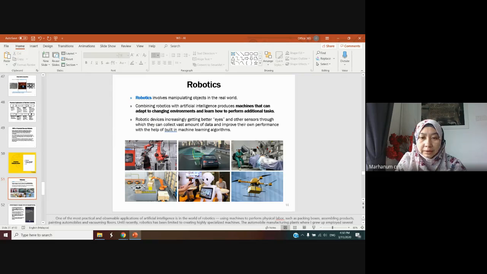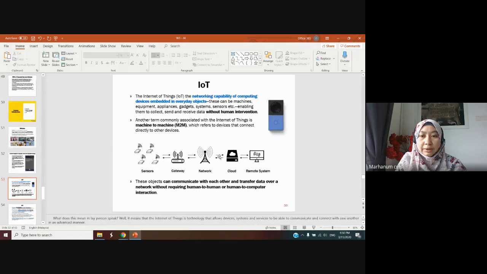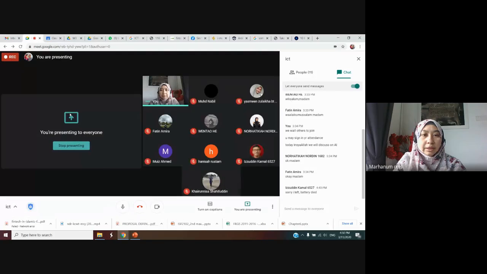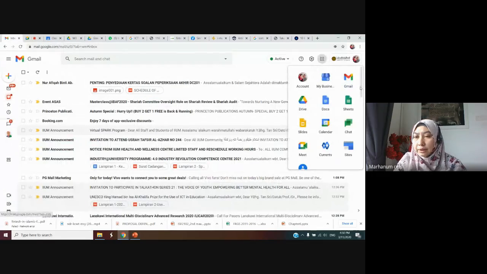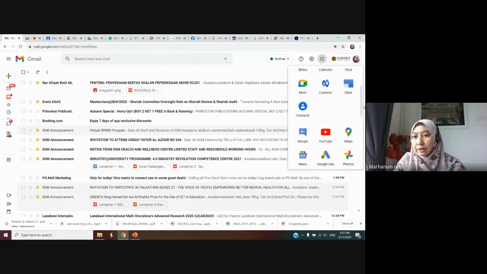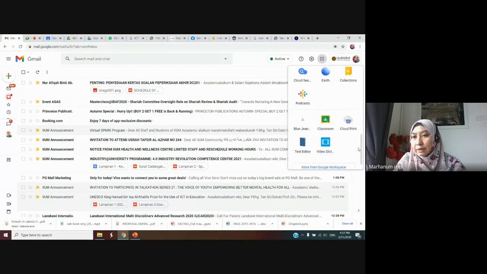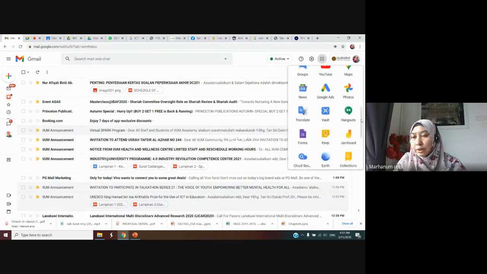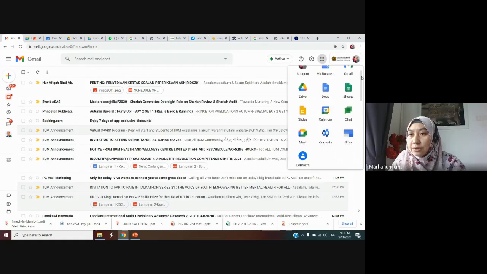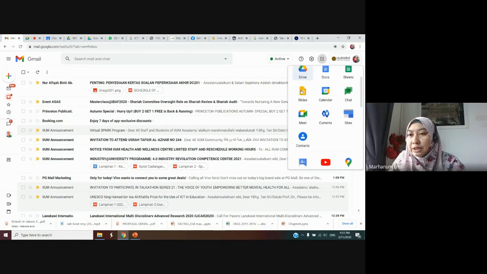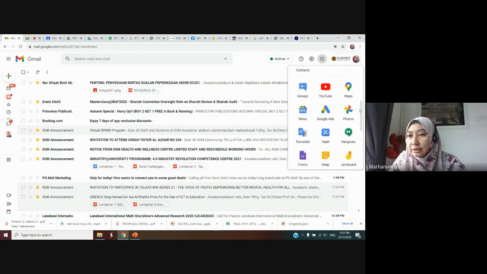So I think you may just read the rest of the slide. This is an example, basically we have discussed it. Internet of Things and so on. Okay, let's say after this, I want you to go to this one. Okay, you can see Gmail here. Okay, so many things, apps here. I want you to click all of these items and explore this one. This is artificial intelligence.